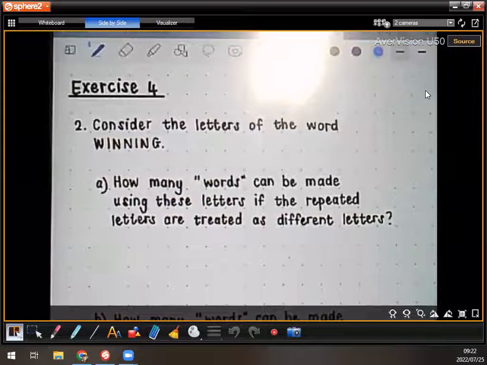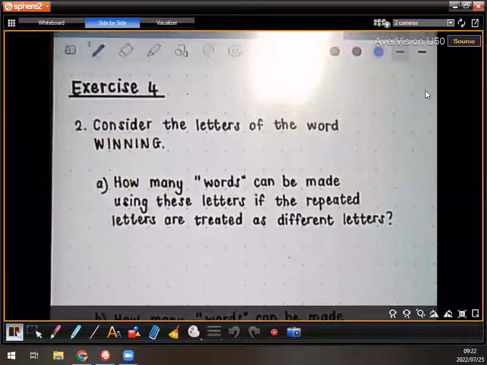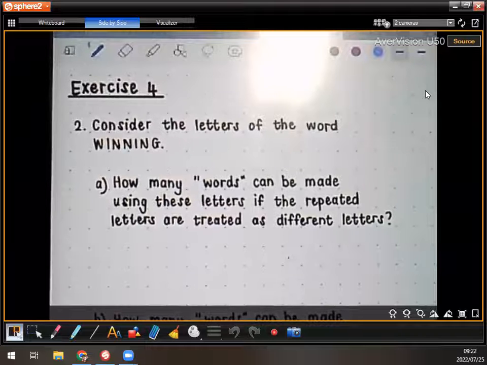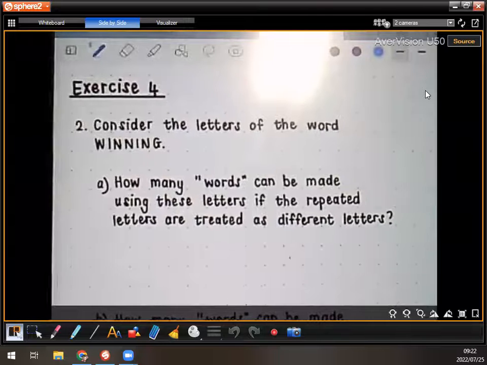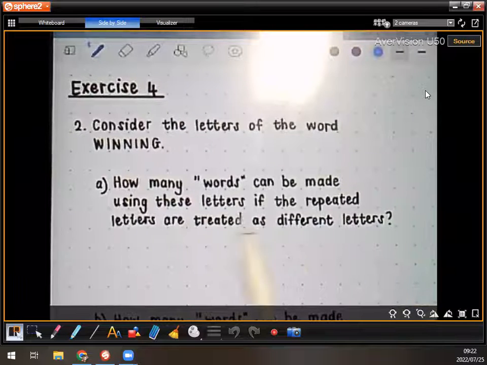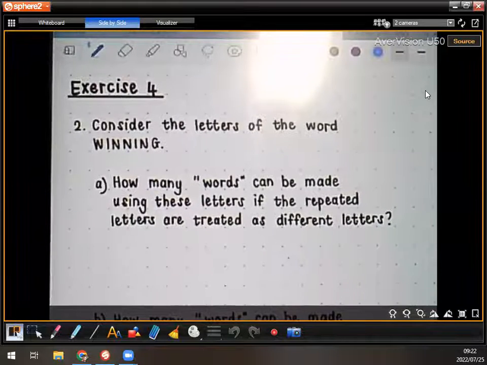Okay, so now A is a strange question. It's a question that I don't think you'll get in a test or exam because it doesn't really make sense, but they ask it often in this textbook. So they're just saying they consider the letters of the word winning. We can see that we have 2 I's and 3 N's, right? So there are repeated letters there. But now for A, we're saying how many words can be made using these letters if the repeated letters are treated as different letters. And I mean, that almost doesn't make sense.